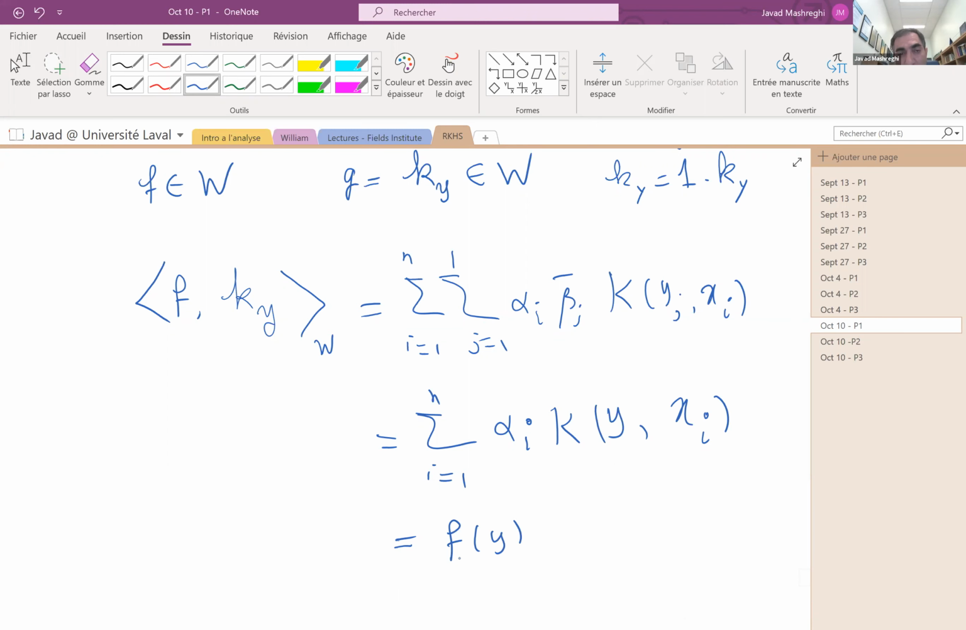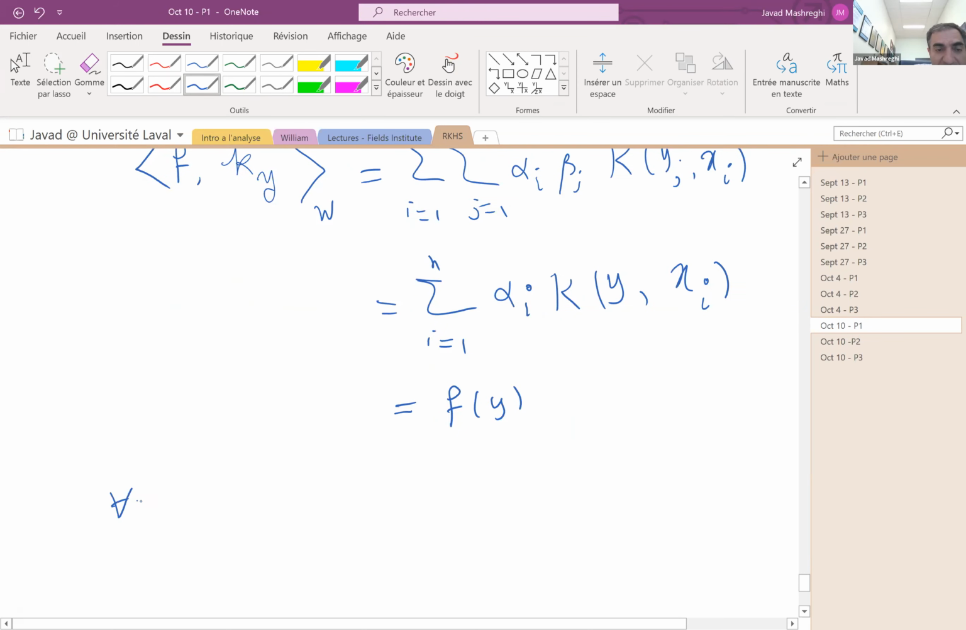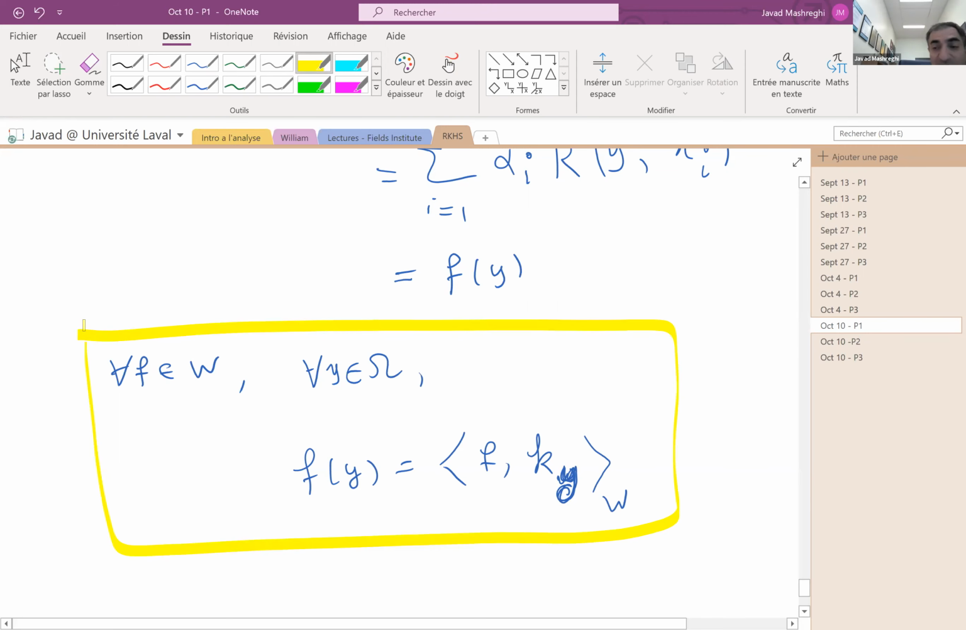So in other words, the inner product is defined, and it's well defined, in such a way that for any f in W and for any point y in the set omega, f evaluated at point y is equal to the inner product of f and k_y in W. And this shouldn't be a surprise. We want this to happen. This is our goal at the end of the day.